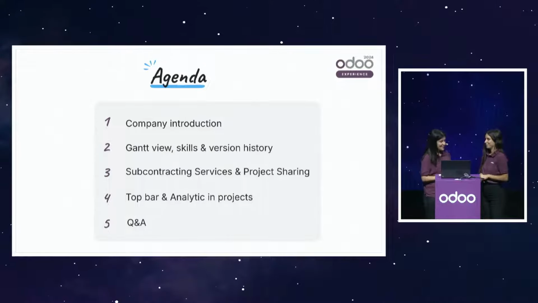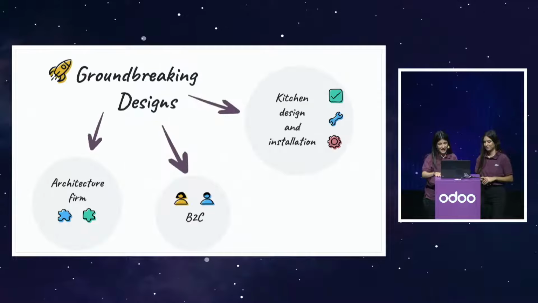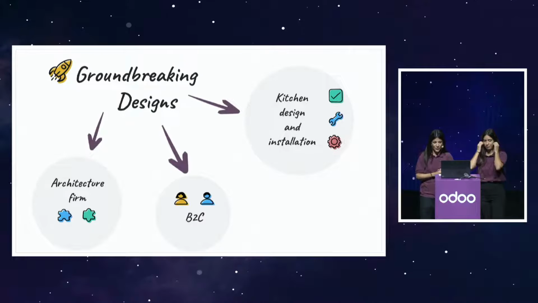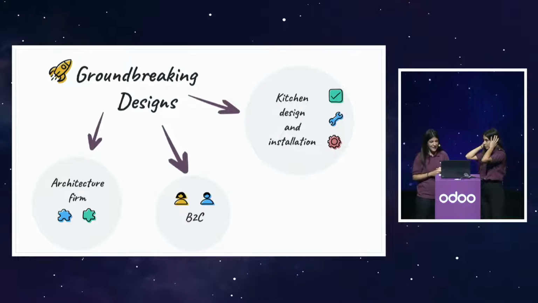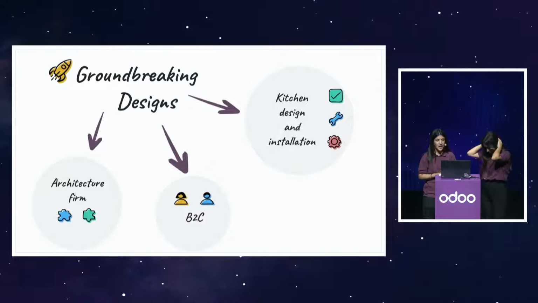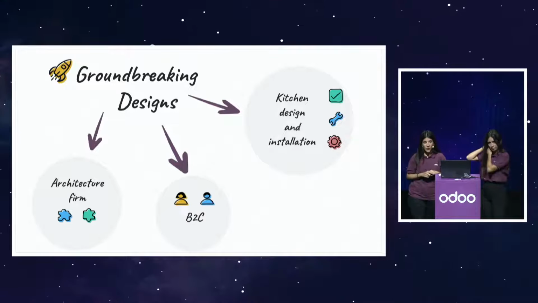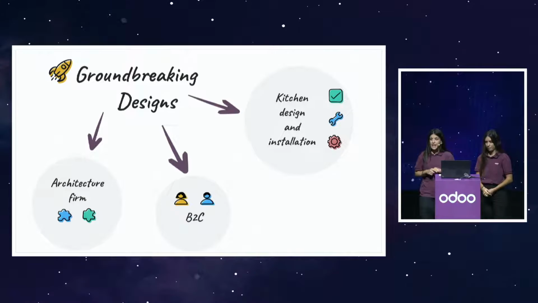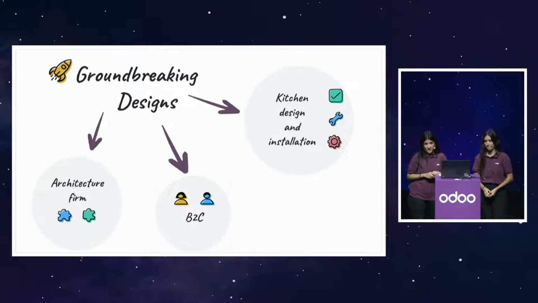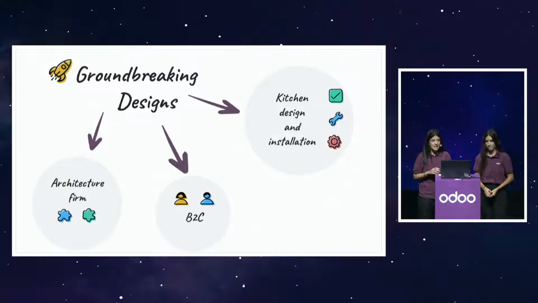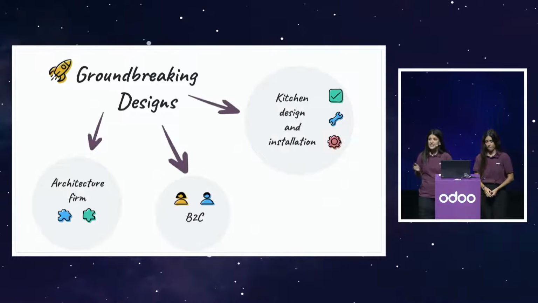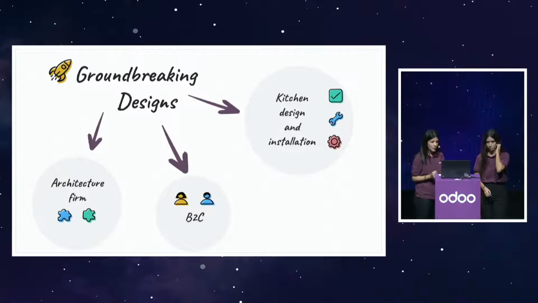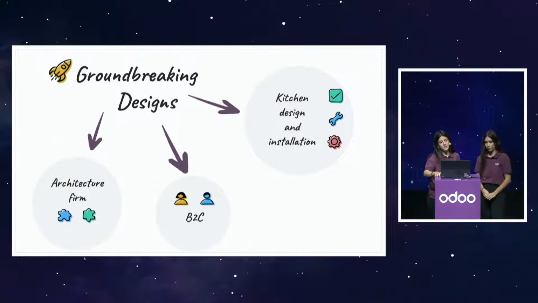Perfect. And here you have our company for today, Groundbreaking Designs, an architecture firm that is looking to manage its projects with Odoo and to take advantage of all the new features available. Today, we will present a specific use case about the kitchen renovation project, and this kitchen renovation project will include all the following steps.